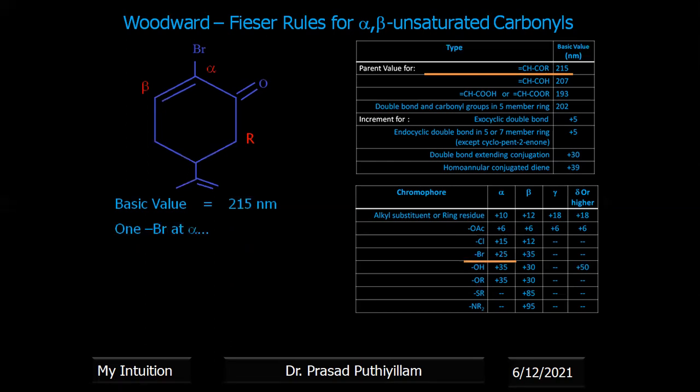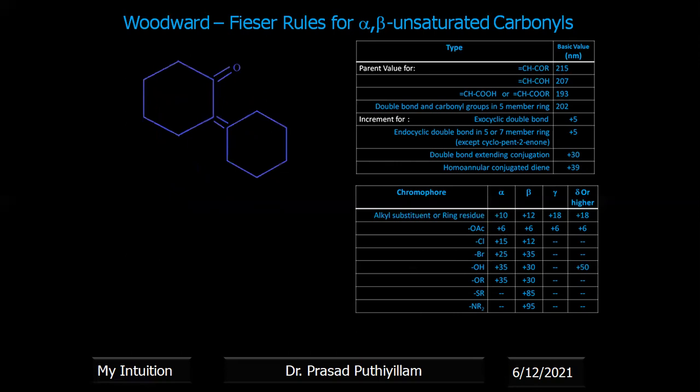And we have the bromine substituent at alpha position, value 25. There are alkyl substituents, similar to the previous example. So the beta alkyl residue or ring residue is present, with value 12, giving a calculated value of 252 nanometer.